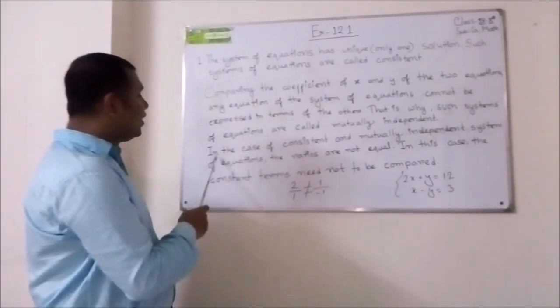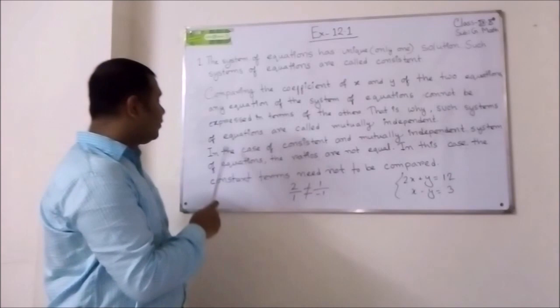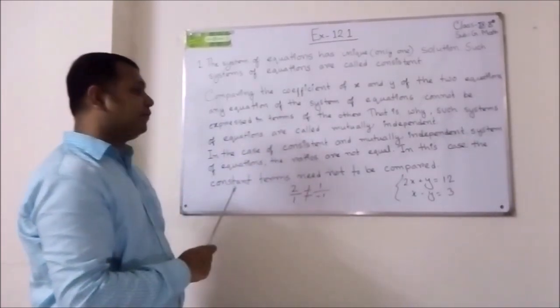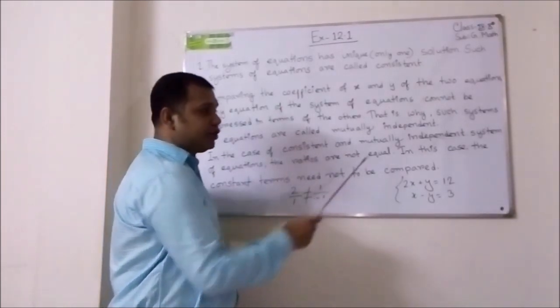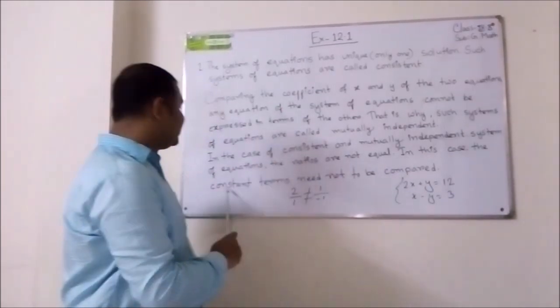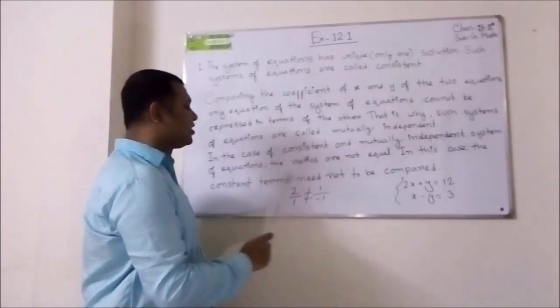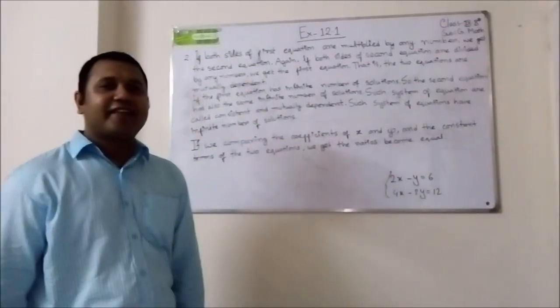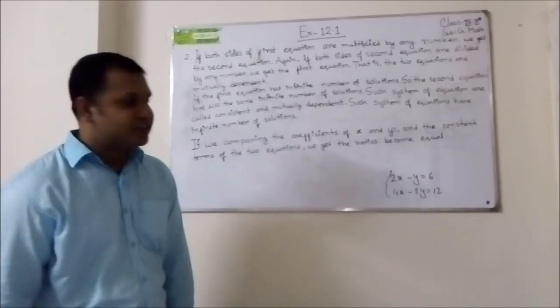If we find that in any system of equations the ratios are not equal, they are consistent and mutually independent. In this case, the constant terms are not to be compared. Now we are going to discuss the second type of system of equations.